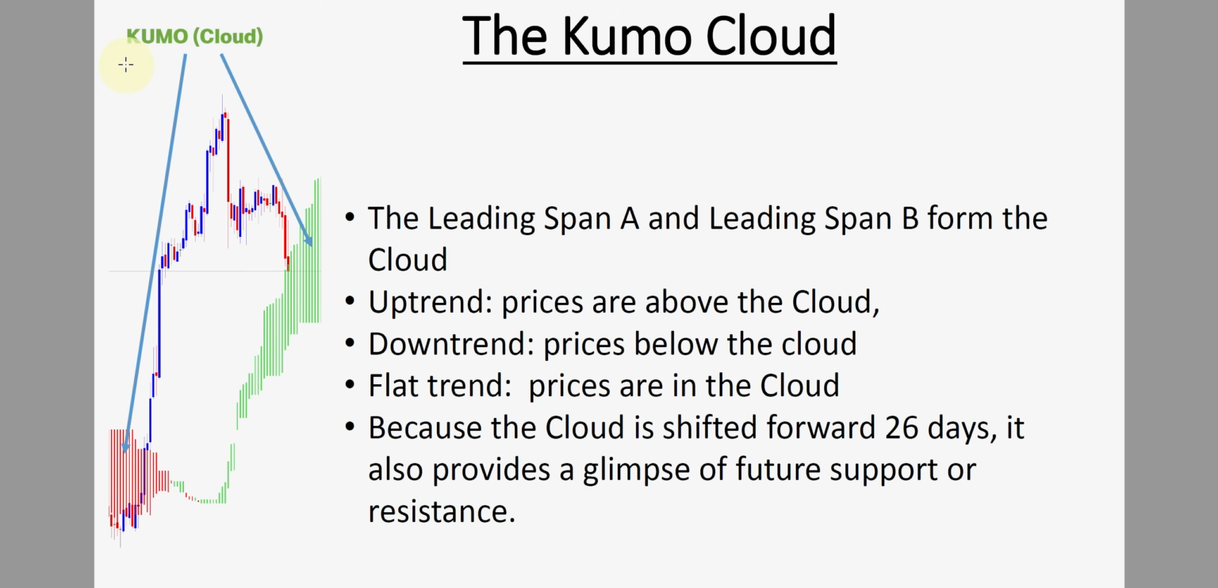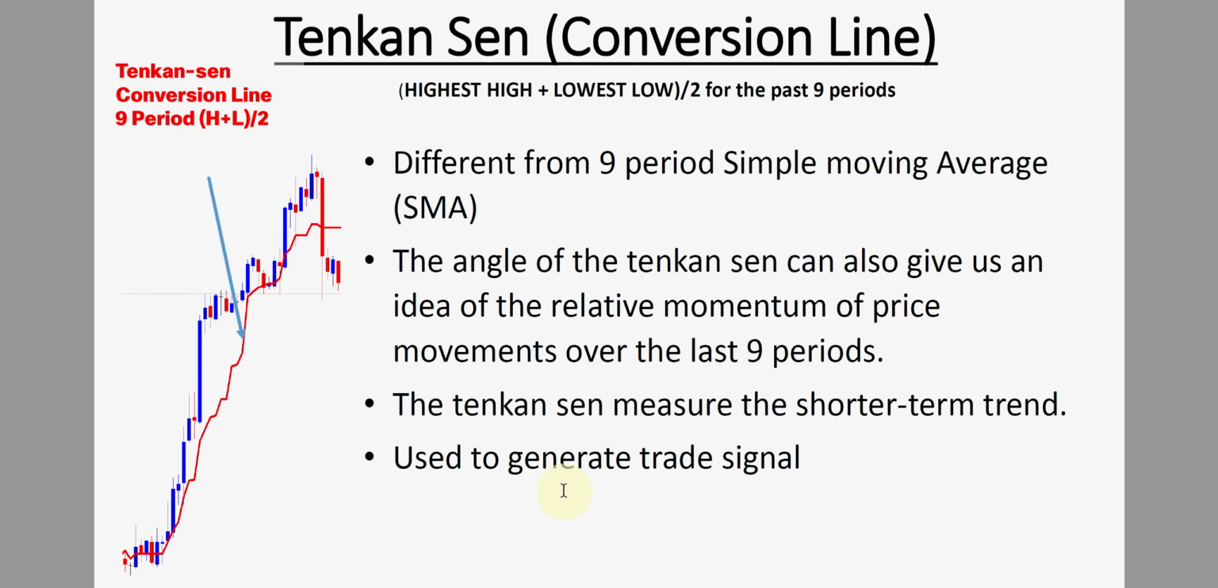Okay, the Kumo. The Kumo is the main part of the Ichimoku system. So between the leading span A and B, you have the Kumo. Uptrend is when the price is above the Kumo, downtrend is when the price is trading below the Kumo, and when the price is inside the Kumo, it's a flat trend. There's no trend. Because the Kumo, or the cloud, is shifted 26 days forward, it provides a glimpse of future support and resistance. Let's quickly look at it.